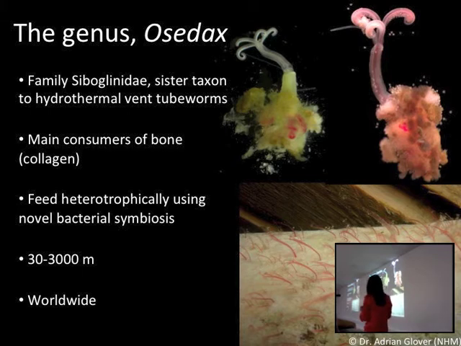One which secretes acids to help them break down the bone, and then another type of bacteria which actually consume the collagen in the bone, which is what they eat. So this entire genus was only found in 2004, so really recently. And within that time, they've been found inhabiting waters from 30 meters to 3,000 meters, but they tend to be mostly deep sea. It's thought that they occur worldwide, but again, we haven't really found that many of them. But we think that they occur wherever whale bones occur.